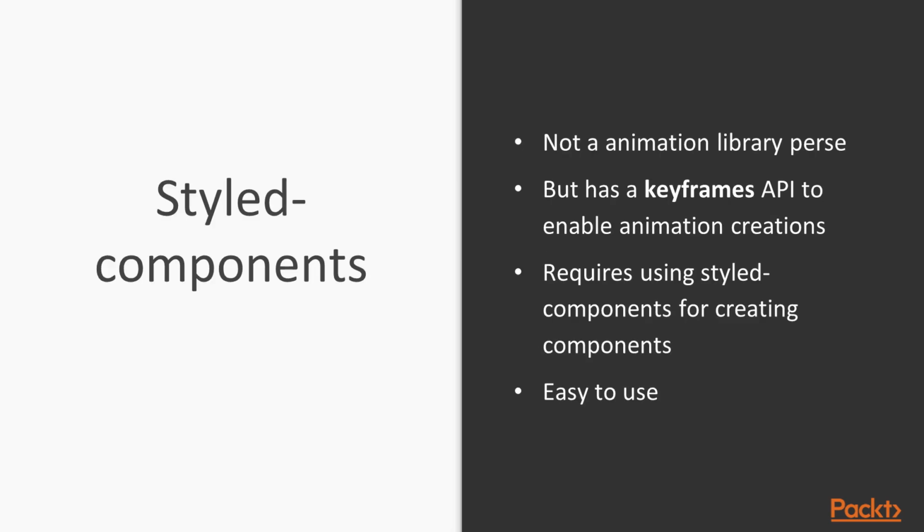Another solution is styled-components. As I already said, styled-components is not an animation library itself, but it has an API called keyframes that enables the user to create some very cool and custom animations inside our components. Of course, to make use of this API, we have to make use of styled-components as a whole. So if you're not using styled-components inside your project, you can't use the keyframes API to animate things. But if you're using styled-components, the keyframes API is very easy to use and very powerful.